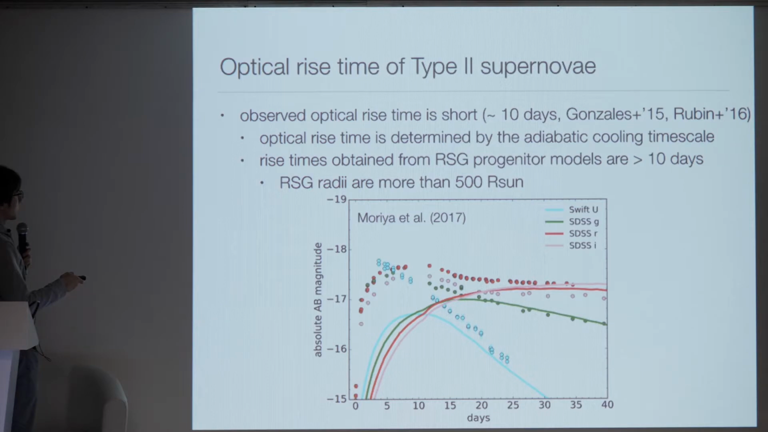As was explained before, this first rise is basically coming from the adiabatic cooling time scale of this huge progenitor, and the red supergiant radius is 500 solar radii. If the red supergiant radius is more than 100 solar radii, then we cannot avoid having a rise time of more than 10 days or so. So the big question was why there is this kind of discrepancy.